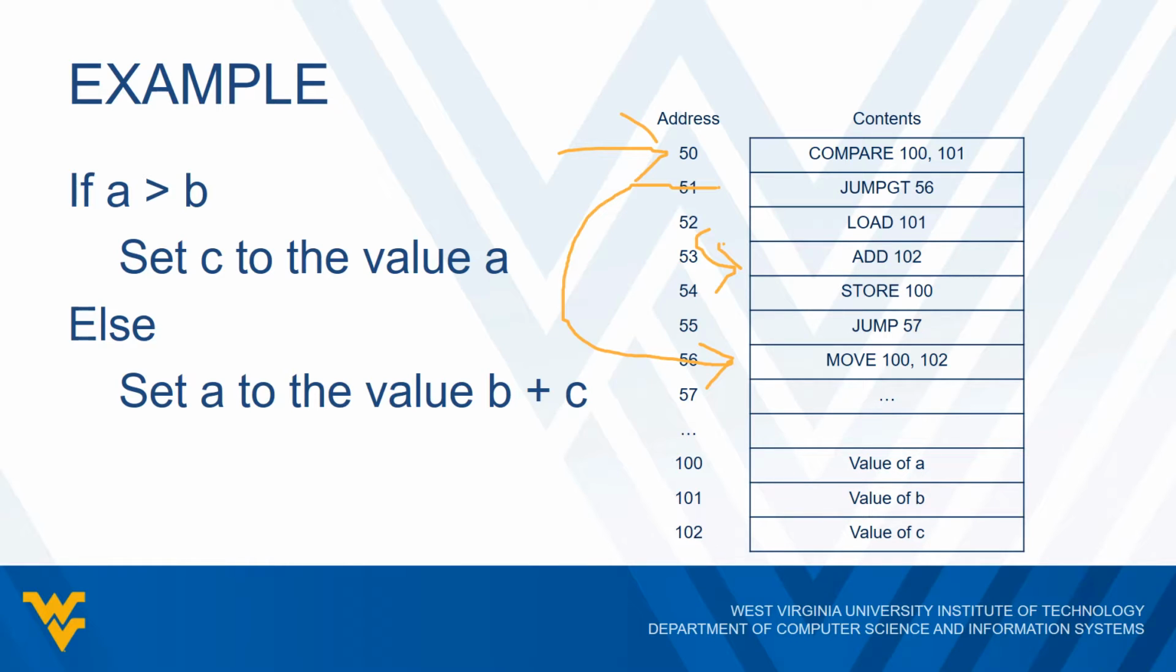So then we would move to the next instruction at address 54, which says store 100. So we would store the contents of the register, which once again is our sum, at address 100, which is the value of A. So these three instructions at addresses 52, 53, and 54 are the same thing as saying set A to the value of B plus C. We then go to the next instruction right here, which says jump 57, which just means we're going to skip the instruction at address 56, and go all the way to the instruction at address 57, and just carry on with the rest of our program.